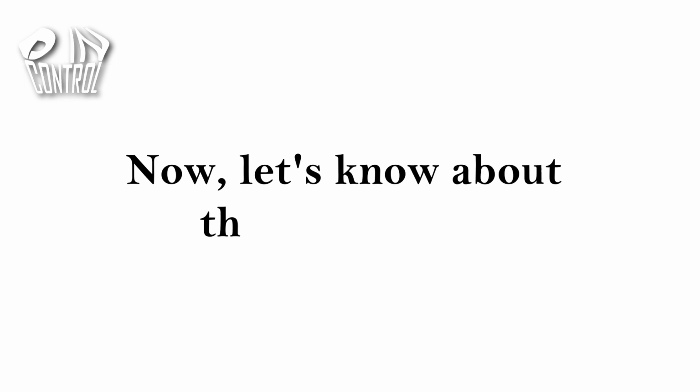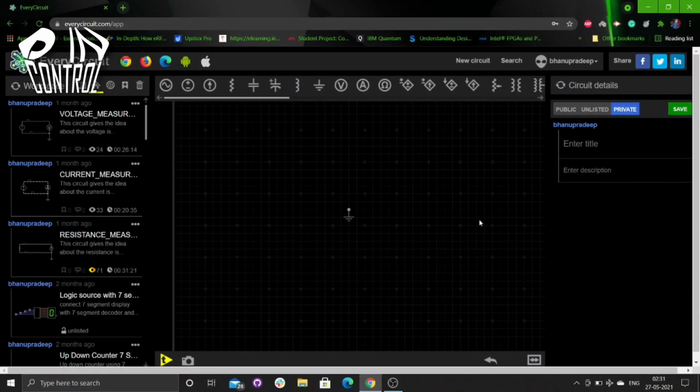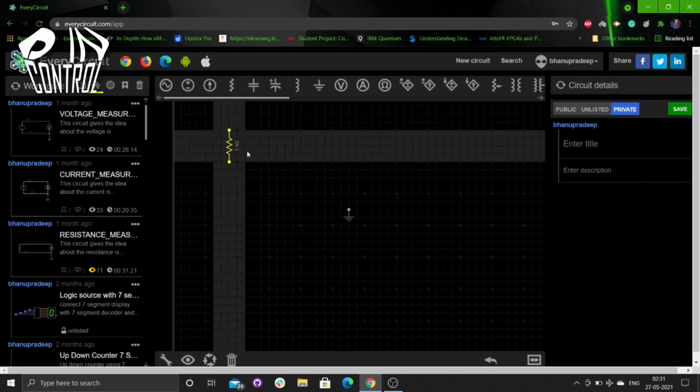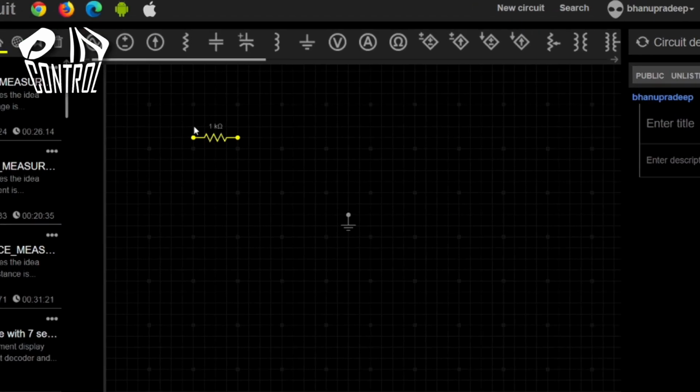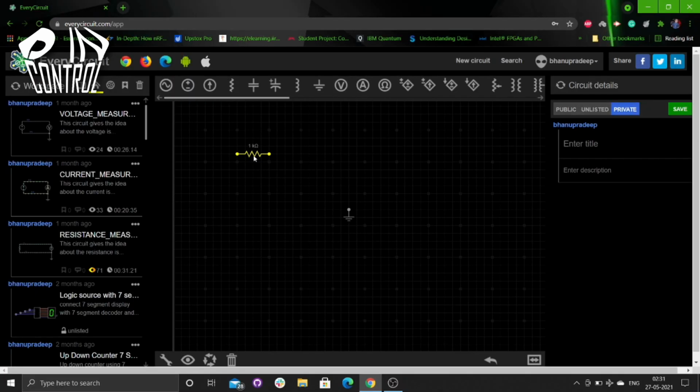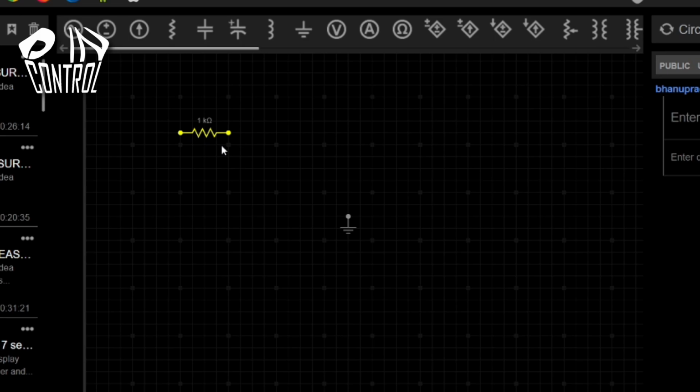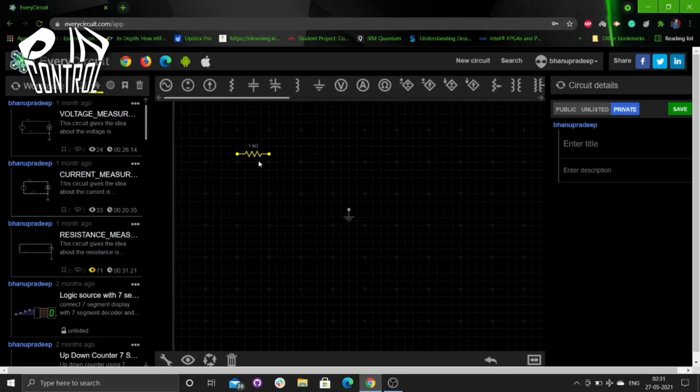Now we are entering the second part, working of a resistor. Now I will show you the resistor symbol. This is the resistor symbol. By observing this resistor, you can notice that it does not have any polarities, which means we can give positive or negative to any node of this resistor.